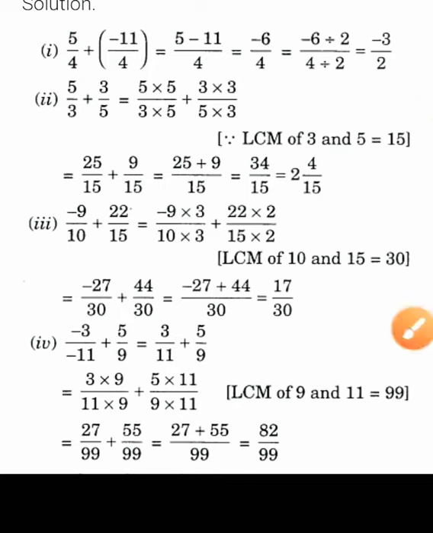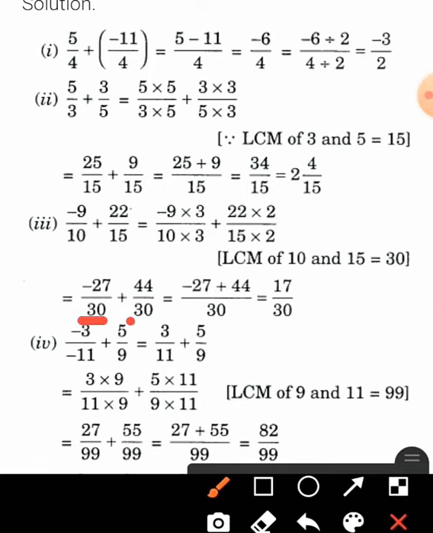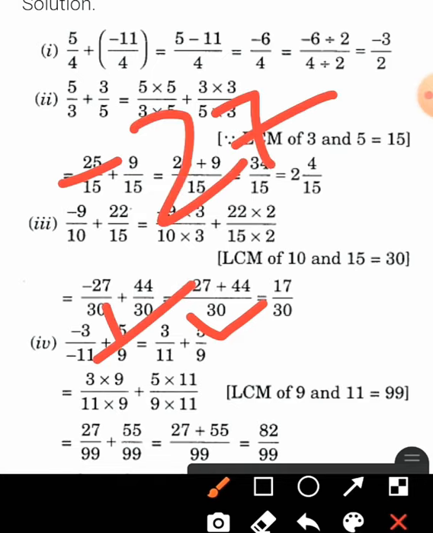So, the denominator is the same, 30, here also 30. So, what we will do? We will write the numerators together like this, minus 27 plus 44. Now, again, both are integers. What will be the answer of minus 27 plus 44? Minus 27 and plus 44.